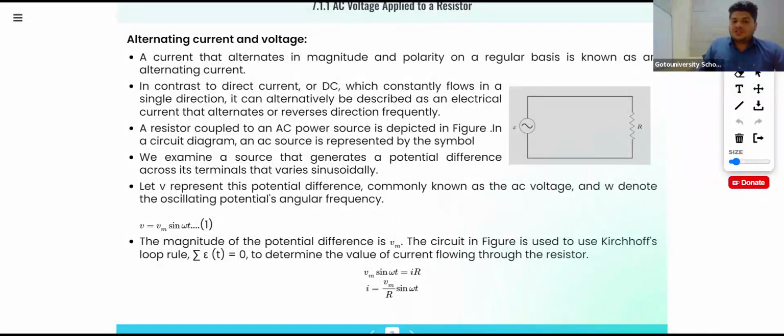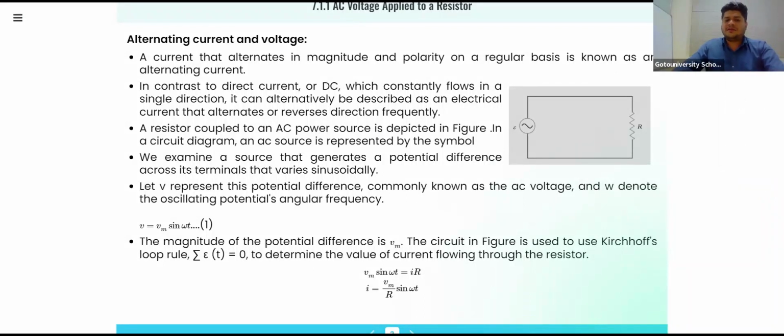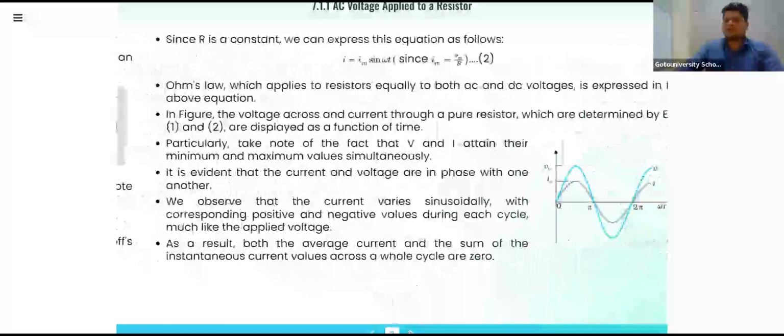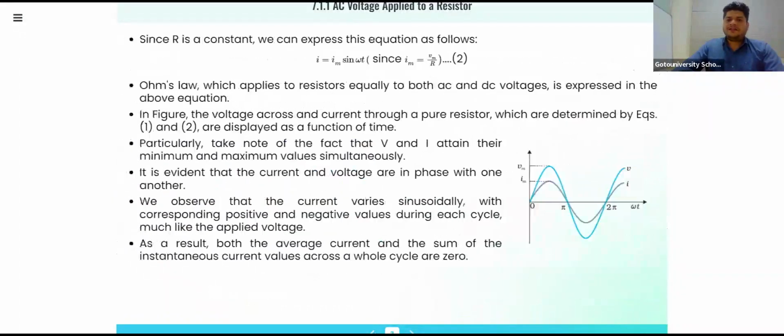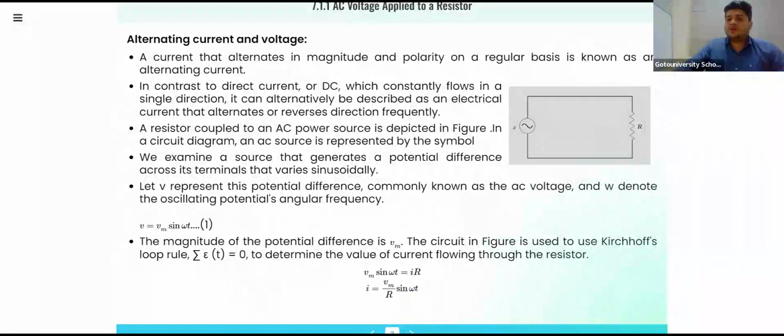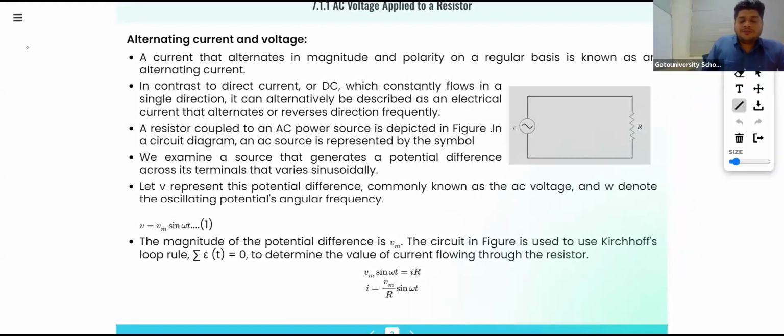See, we can use E or we can use V, one and the same thing. E means EMF, V means voltage, not a much difference. Okay, so let's see what we have. We'll solve it one by one. We'll make the diagram first. I'll just simplify the diagram for you.